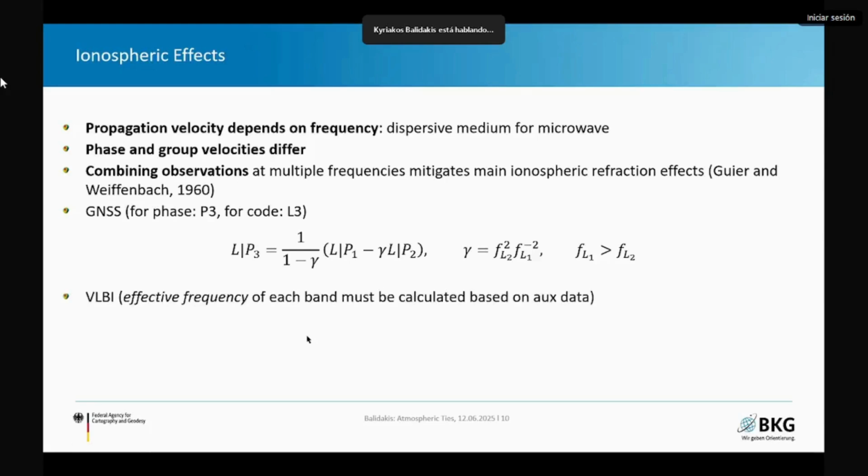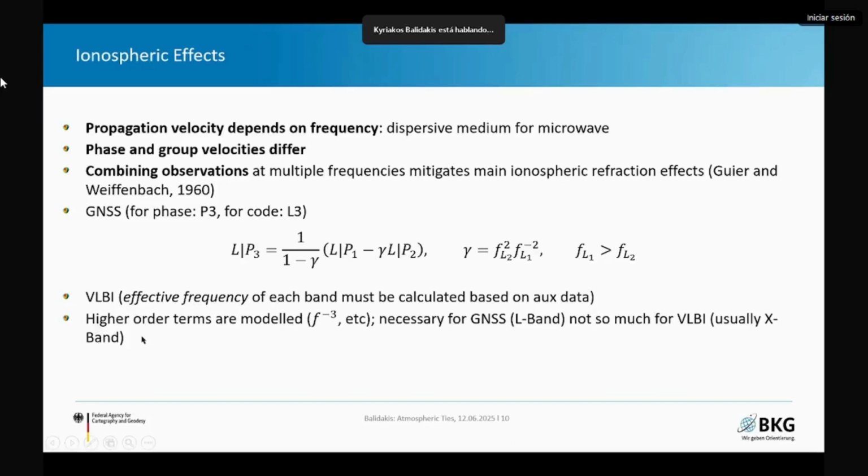For VLBI, something similar happens. For GNSS, VLBI, and DORIS, there are also the so-called higher order terms, but they are again a function of frequency, and the higher the frequency, the smaller these terms. So for VLBI, for example, I think these higher order terms are not applied because the contribution is extremely tiny.